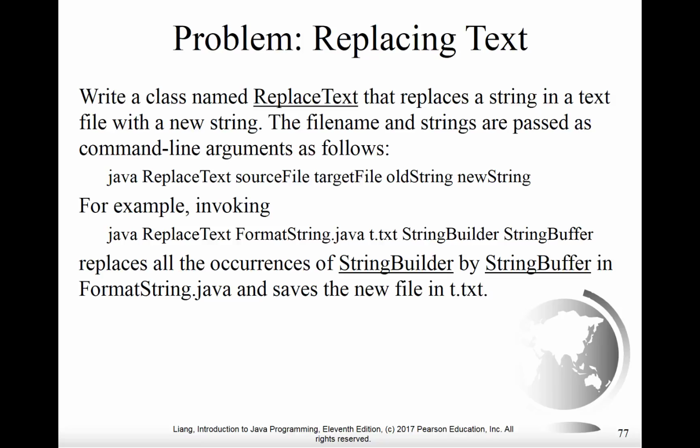Now the command line that we're going to use will look like what you see in the middle of the slide there. The general format will be java ReplaceText, which is the name of our Java class, and then the source file name, and then the target file name, and then the old string that we're looking to search for, and the new string that we wish to replace it with. So in this particular example, we're going to say java ReplaceText, and then the input file is FormatString.java. The output file is t.text, which is the next argument on the command line. And then the search string is StringBuilder, and the replacement string is StringBuffer.